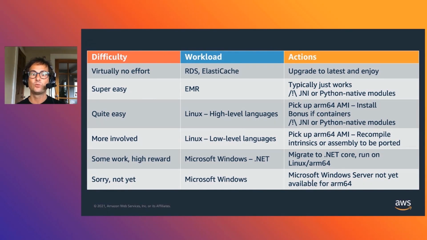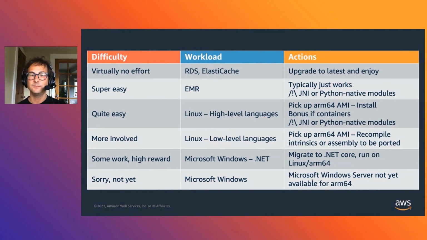Another super easy one is EMR. It typically just works. You just need to pay attention to potential JNI modules that you might embed so that you would ensure that they do support the ARM 64 architecture, or if you are installing Python native modules on top of the existing toolkits, those need to be compiled specifically for the ARM 64 architecture, but it tends to work in a pretty simple way.